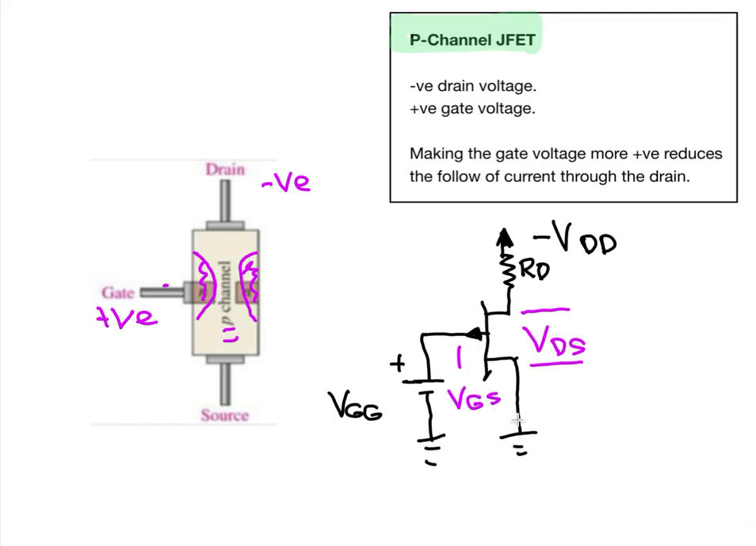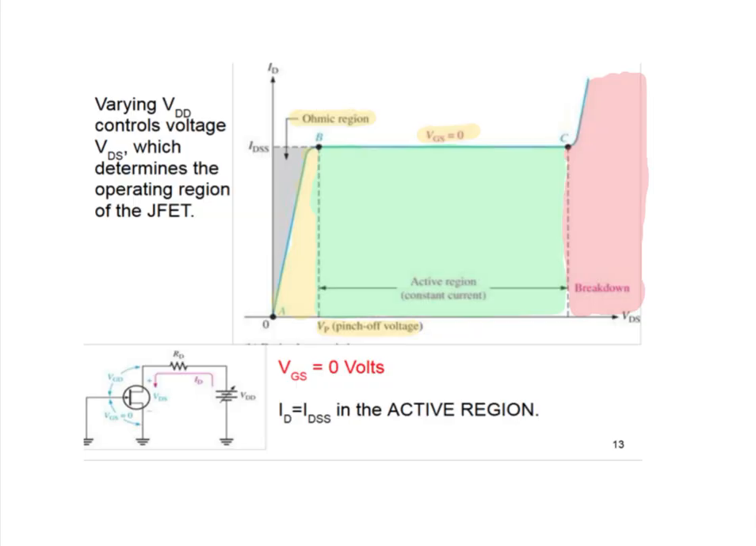Okay, so in this case, the gate to source voltage would have to be positive, and that would allow us then to vary the drain current. Okay, all right, we got next. Okay, so this is called the drain curve.